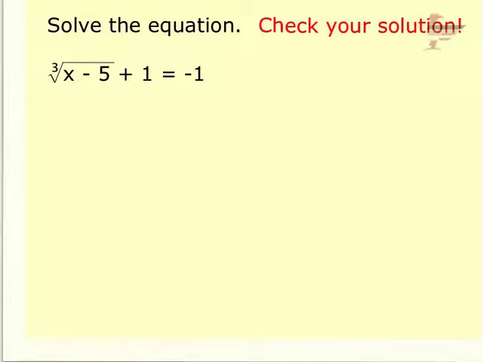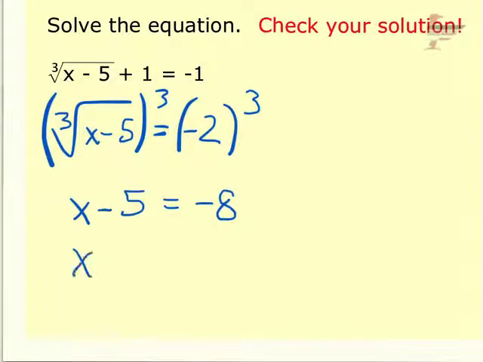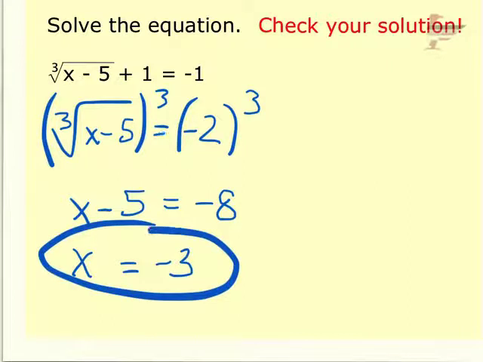Alright, here to isolate my radical, I need to subtract that 1. And then to get rid of a third root, I would cube, and negative 2 cubed is negative 8, and then I'm going to add 5 and check my answer. So negative 3 minus 5 is negative 8, cube root of negative 8 is negative 2, plus 1 is negative 1, and it works.